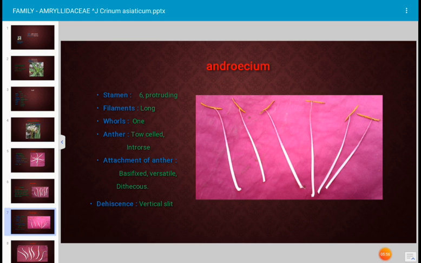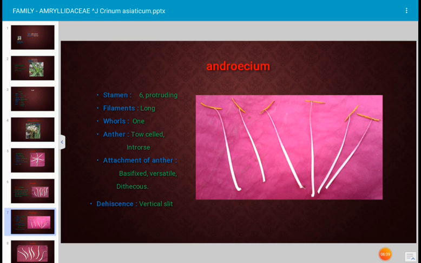This is the androecium, that is the male part of the flower. Androecium consists of stamens. There are 6 stamens in Crinum asiaticum. And stamens are protruding out, and filaments are long, and they are arranged in one whorl, and the anther is 2-celled and introrse. Okay. What is introrse anther? After maturity of pollen grains, the anther sheds its pollen grains towards the central axis of the flower. Such an anther lobe is introrse.